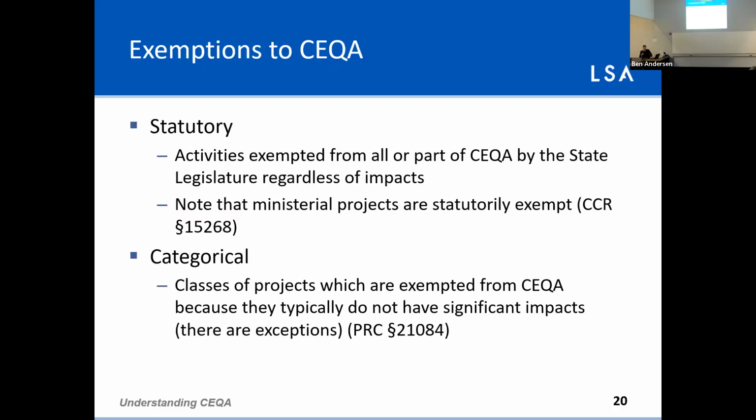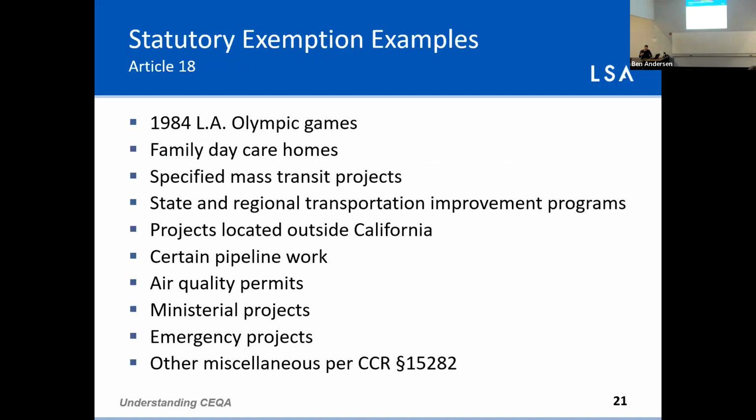These exemptions, there are lots of different abilities to use them. There are classes or categories of exemptions, like 30 different things: infill exemptions, small additions to your buildings that do have some impacts but aren't substantial. We can get into that. Those are some things that are just kind of the law side of it. They don't really go to the application of the environmental analysis.